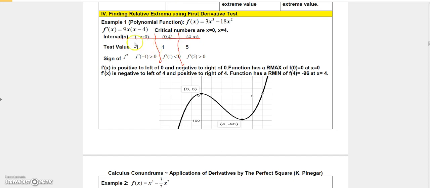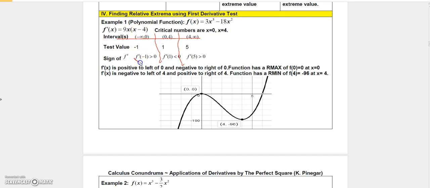and then I break it there at 4. And now notice when I plug a number to the left of 0, plug -1 into the derivative, I get a positive value. I lied, positive value, because I get a negative times a negative.